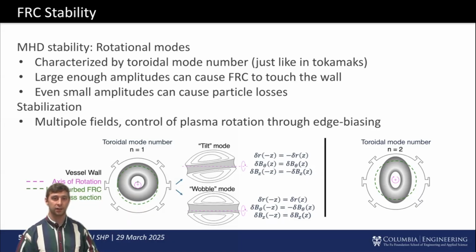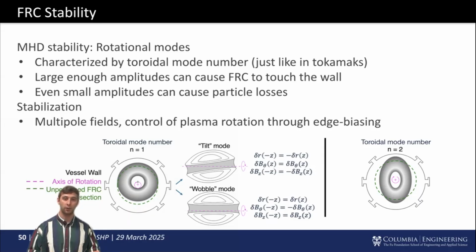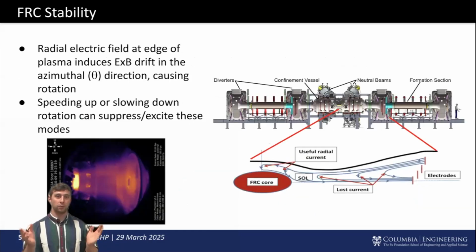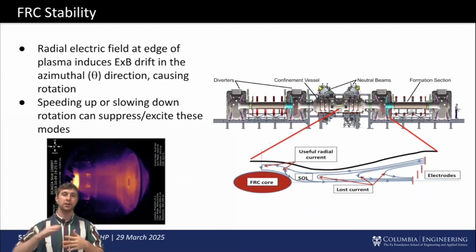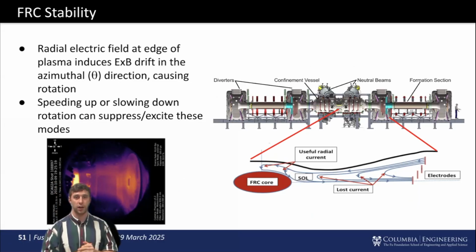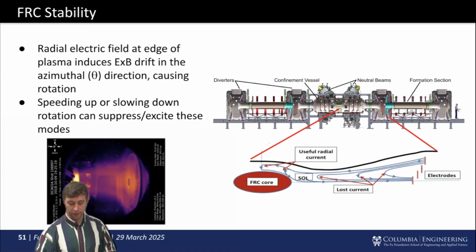Typically, we stabilize these rotational modes using multipole fields, and we can also control the plasma rotation, which tends to be an exciting phenomenon for these instabilities, using edge biasing, which is basically inducing an electric field on the edge of the FRC to speed up or slow down its rotation. This is how TAE approaches edge biasing. Again, they have on their divertor plates a set of bias electrodes that create a radial electric field around their FRC that can speed up or slow down the rotation that excites these rotational modes.